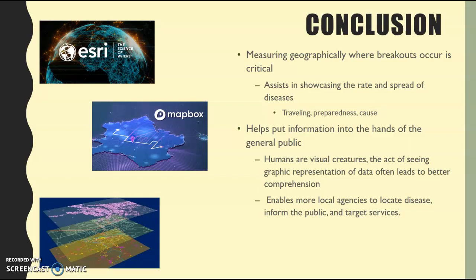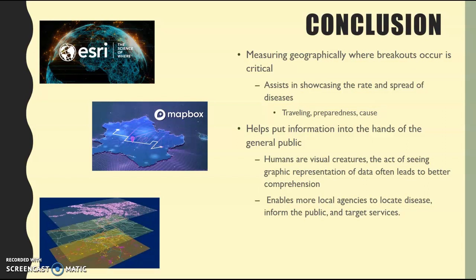It assists scientists in showing the rate and spread of diseases, so this helps showing the migration of where the disease is coming from versus where people are traveling out of, and just showing the overall path that it's taking. It also allows countries and states to prepare, seeing how quickly the disease is spreading, and it can also help show the cause of why this is happening, and the symptoms that people are experiencing.